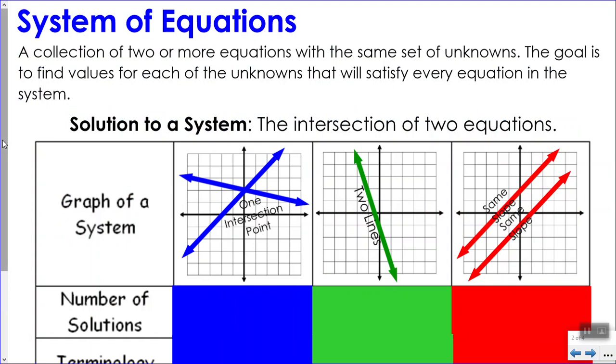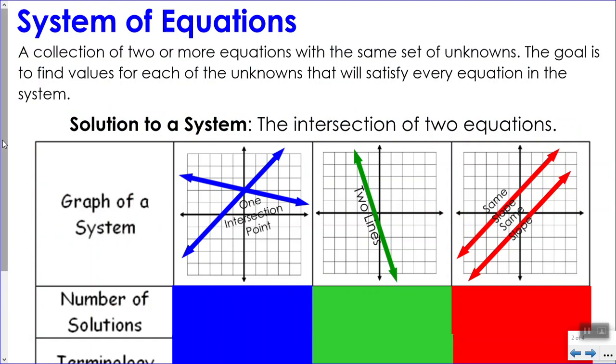So first, what is exactly a system of equations? Well, it's a collection of two or more equations that have the same set of unknowns, or the same set of variables. So we'll have typically two equations that are both written using x and y, and our goal is to find the values of x and y that work for each equation in the system. So when I plug in the values of x and y, I get true statements both times.